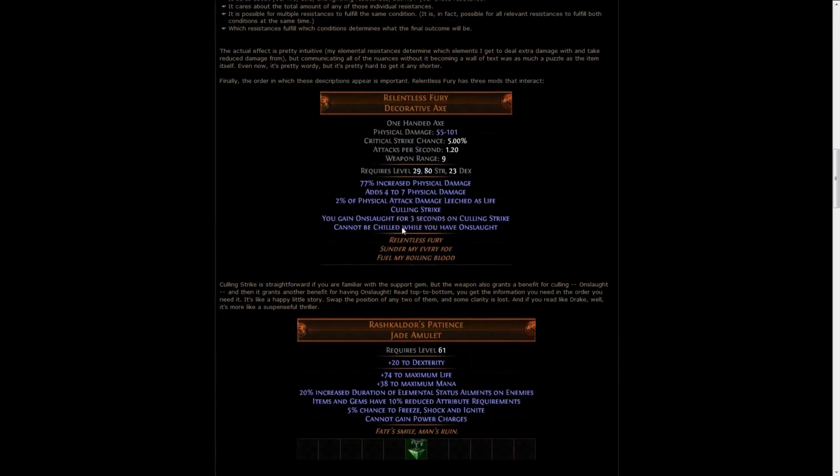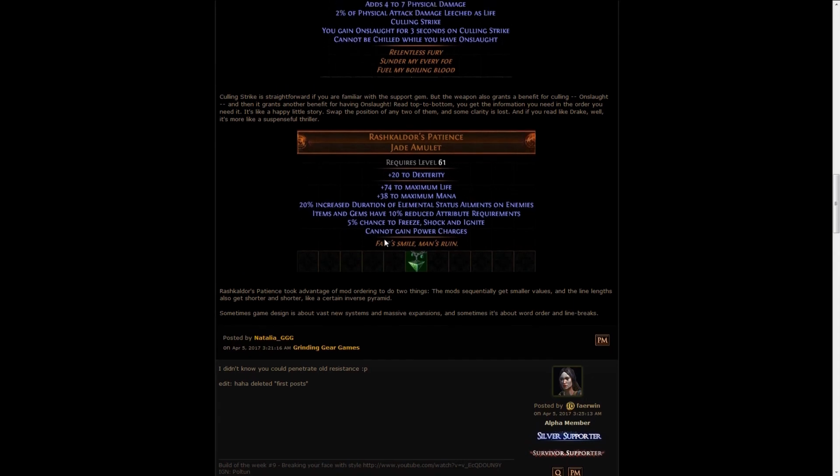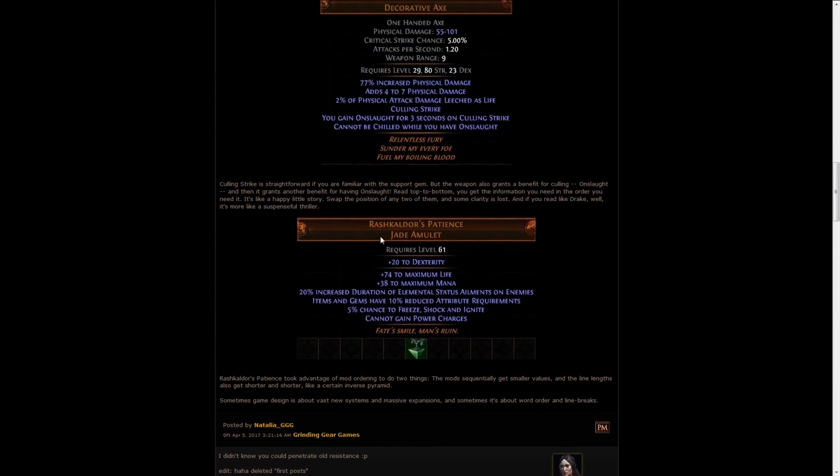Sometimes it's actually really interesting, like if you read it from top to bottom, The Relentless Fury totally makes sense. Like, you have Calling Strike, you gain Onslaught when you have Calling Strike, and you cannot be chilled while you have Onslaught. If you read it from the bottom to top, it's kind of a thriller as they describe it. Sometimes the lines are of different lengths, but they actually fit very well into the item. For example, Rashkaldor's Patience, it's kind of a triangle or a pyramid, and the mods tend to follow the same shape, except for life and mana, which I guess are always at the top. But yeah, that was a weird news, actually pretty interesting, because it delves into something that we don't really consider too much about the game design.